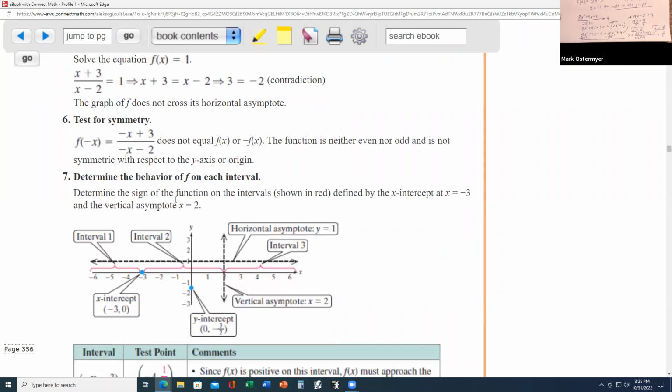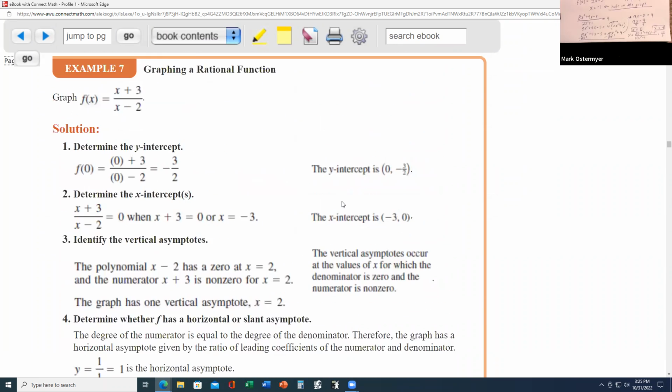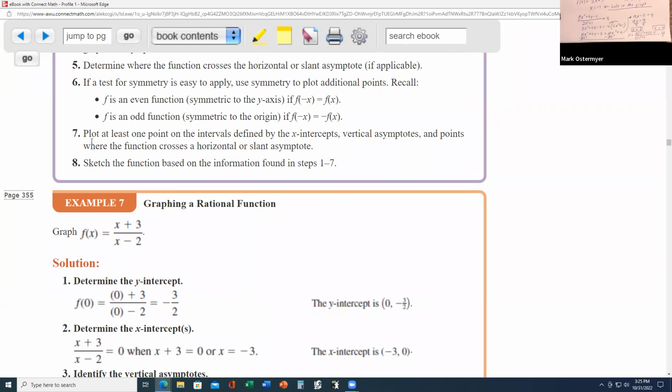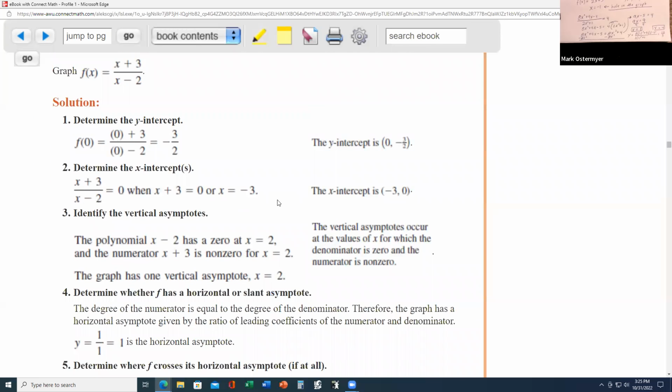Last but not least, we want to plot at least one point that occurs in each of these intervals, and the intervals are defined by what? You remember how the intervals are defined? Step number 7. It says plot at least one point in the intervals defined by the x-intercepts, the vertical asymptotes, and any point of intersection between the graph and the horizontal or slant asymptote.